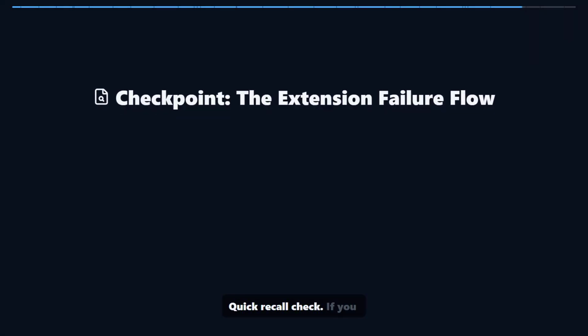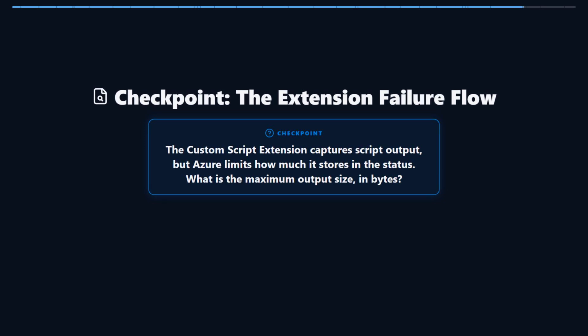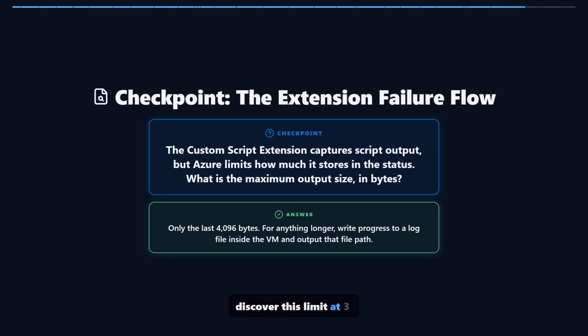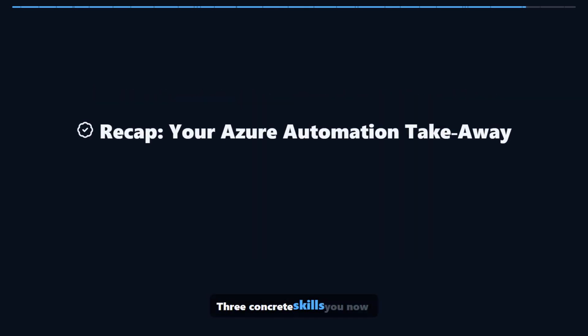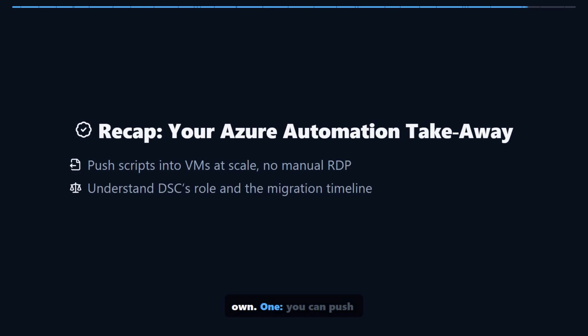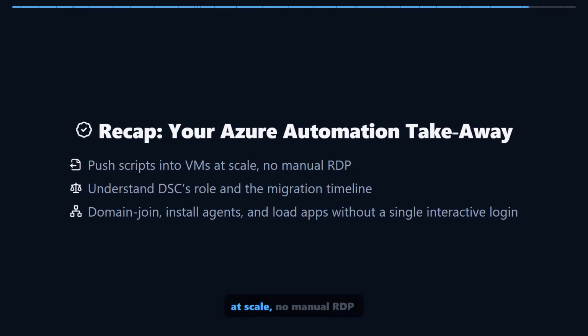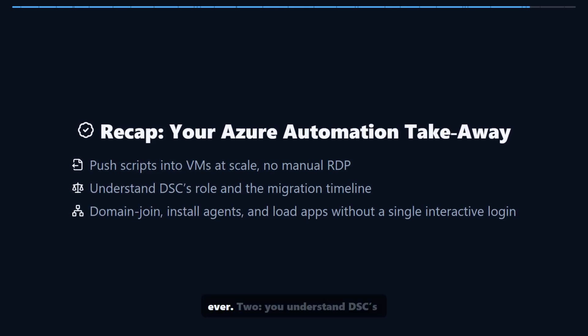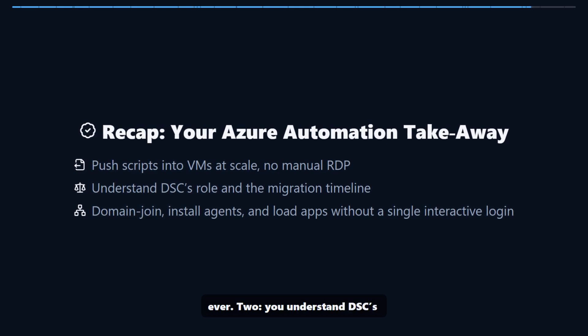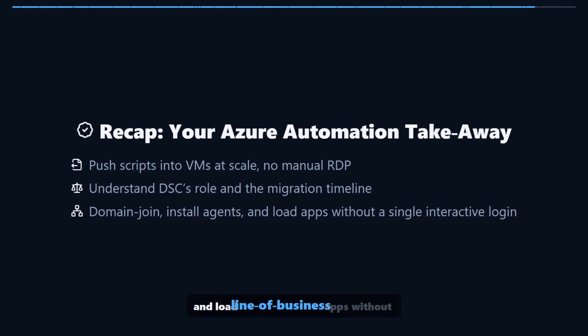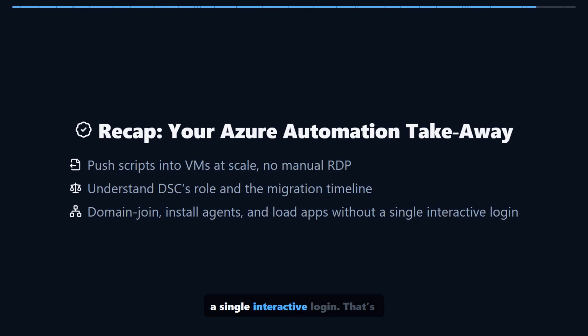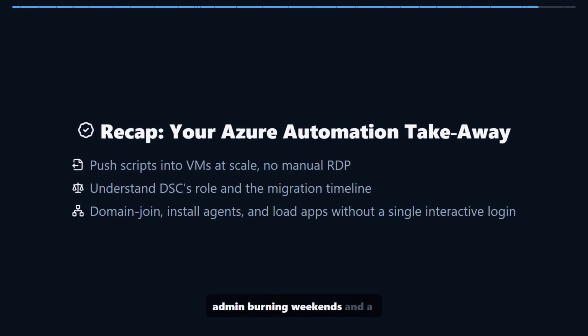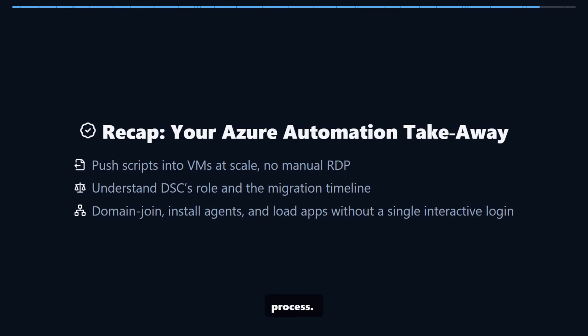Quick recall check. If you remember the answer, you're already ahead of most admins who discover this limit at 3 a.m. Three concrete skills you now own. One, you can push a script into a VM at scale, no manual RDP ever. Two, you understand DSC's role and the timeline to migrate. Three, you can join a domain, install monitoring agents, and load line-of-business apps without a single interactive login. That's the difference between a junior admin burning weekends and a cloud engineer who owns the process.